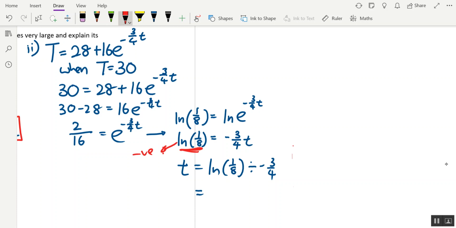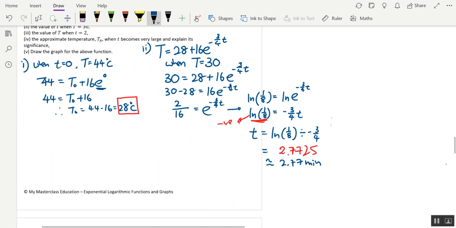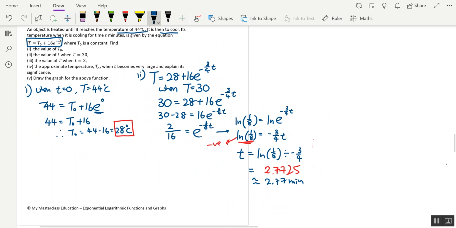Okay, so just use your calculator, ln 1 over 8, then divide by negative 3 over 4. You will get 2.77. Approximate to 2.77 minutes. Okay, very important, you can only use ln when you have e alone on one side.